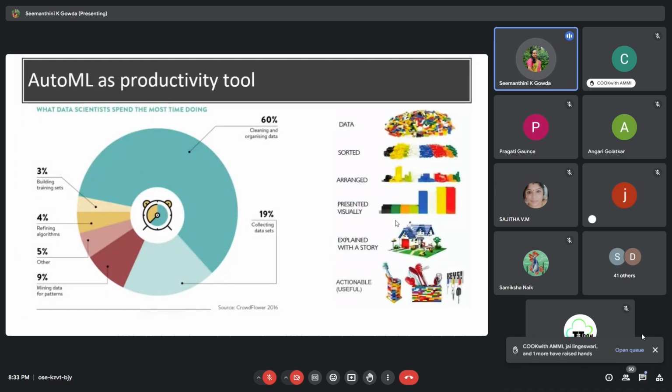And nowadays the people are making use of the concepts of auto ML, that is automated ML, where most of the concepts, for example, if this is the data, it will be sorted initially, it will be arranged, it will be presented in the form of a visual, and it will be explained with the story, and the actionable will be converted. This is what we are going to do using the concepts of auto ML.